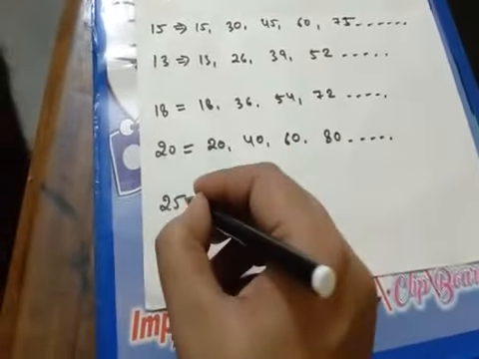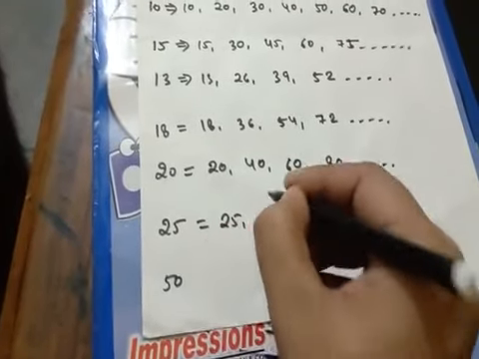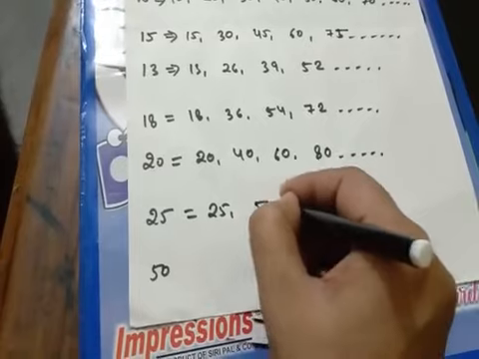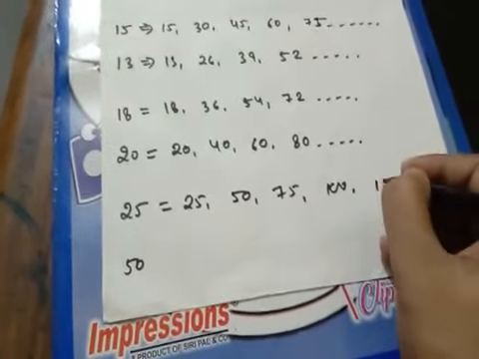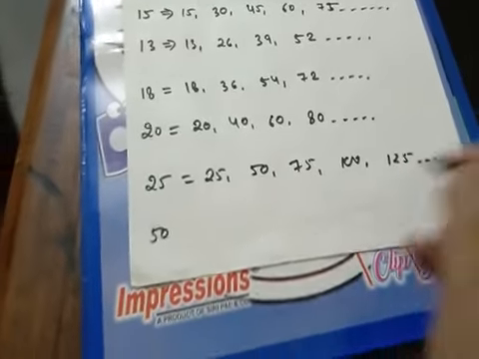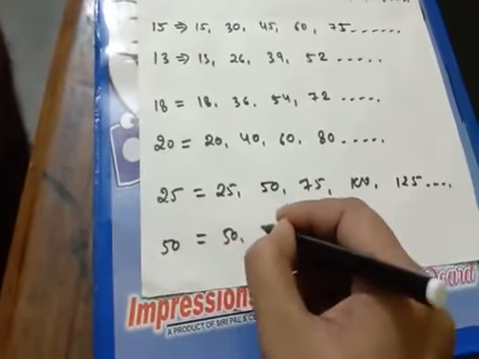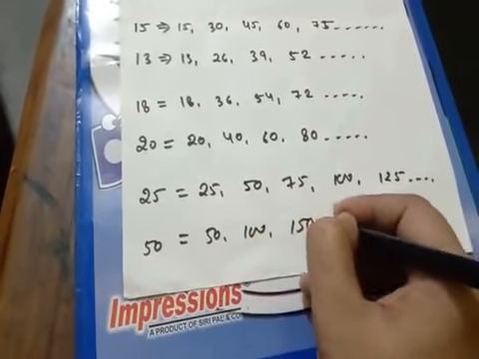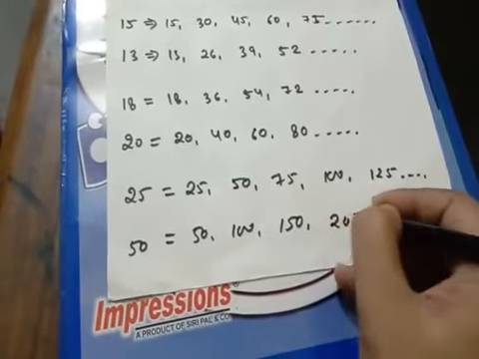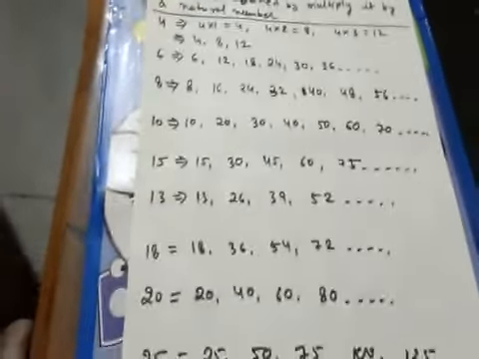After that, multiples of 25 are 25, 50, 75, 100, 125. Multiples of 50 are 50, 100, 150, 200 etc.